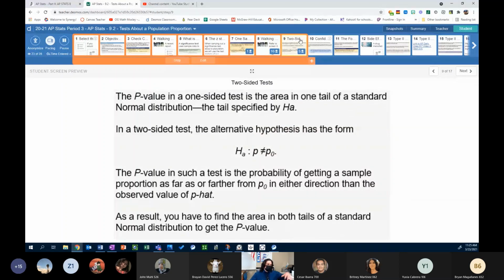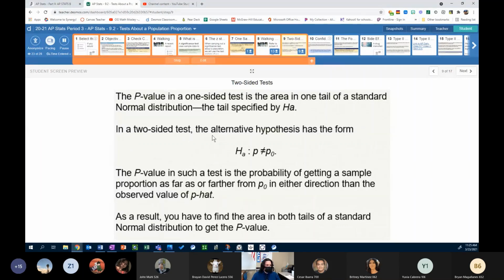What we just did was a one-sided test. We can also have a two-sided test, and this involves the alternative where we're just not equal to the null hypothesis. The p-value in a one-sided test is the area in one tail of a standard normal distribution, the tail specified by the alternative hypothesis. That's what we just saw.